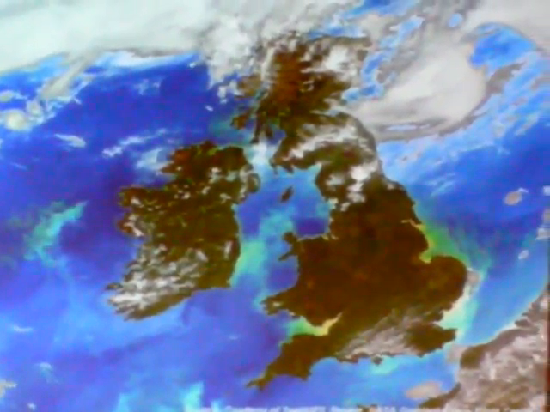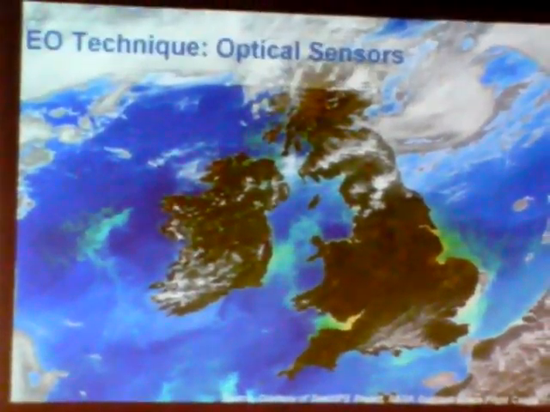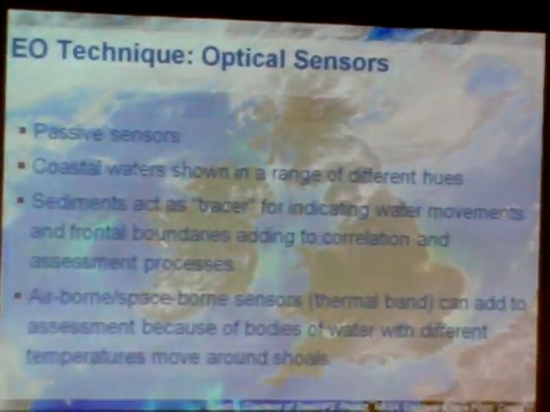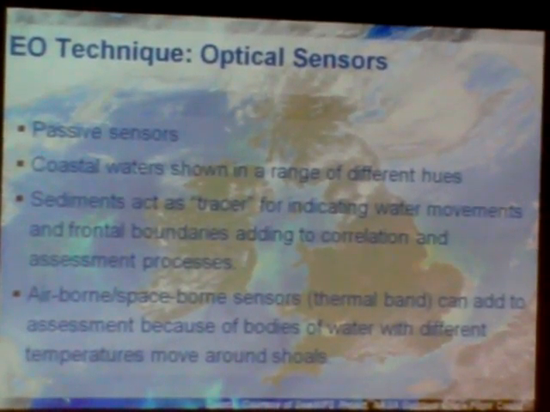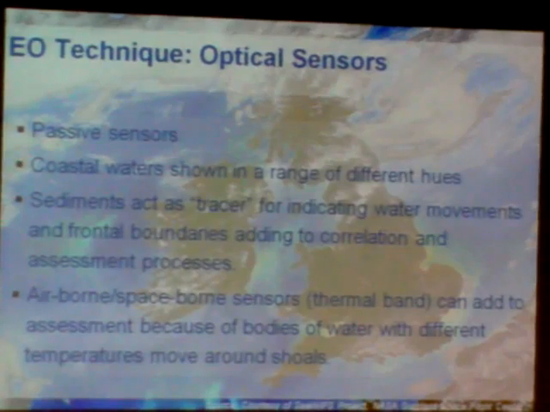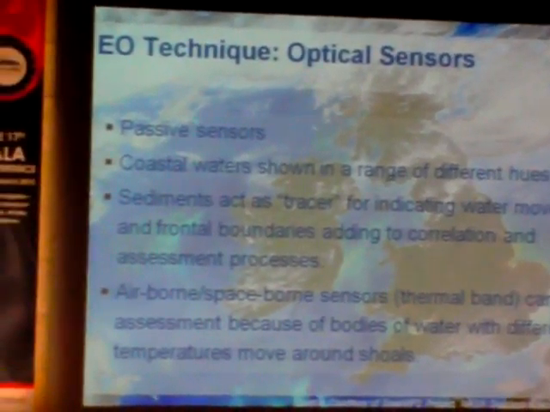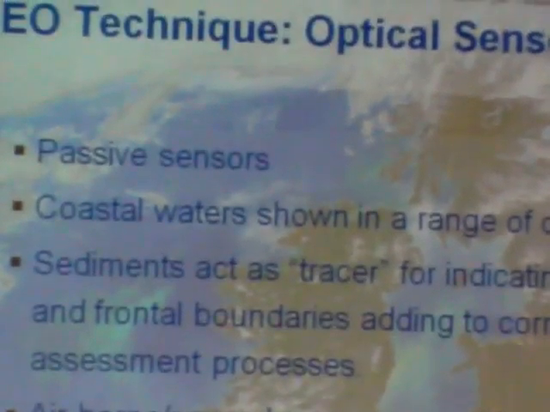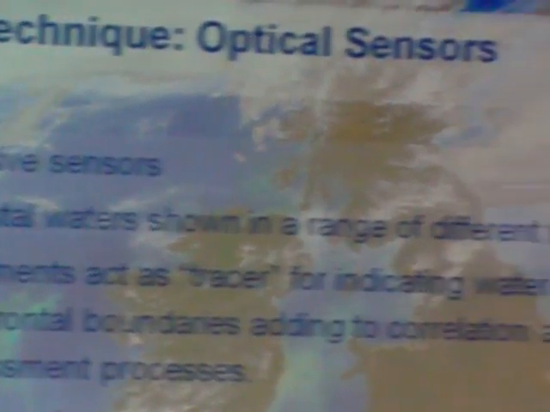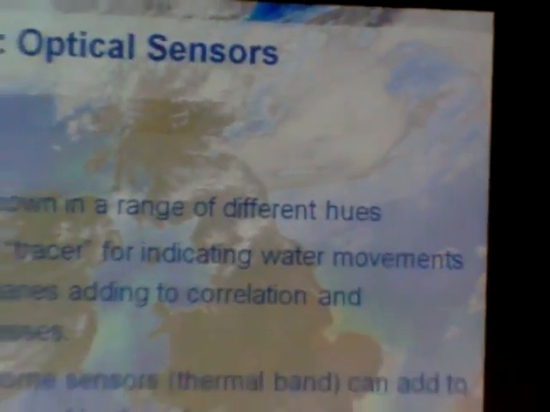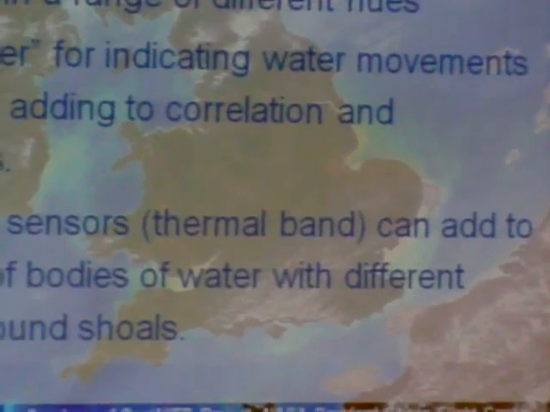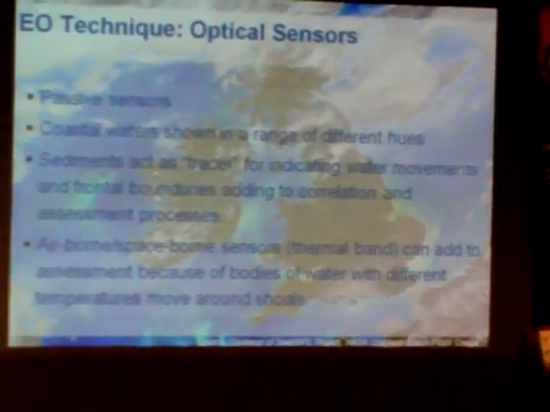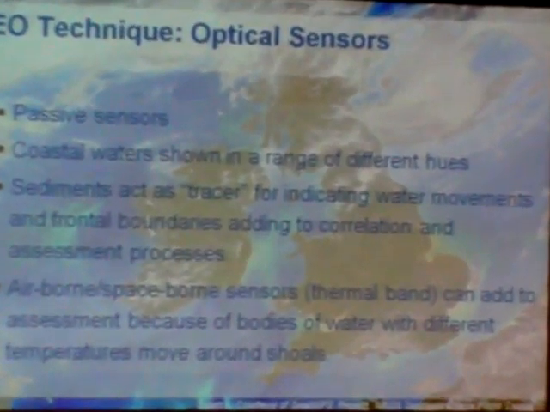As far as the optical sensors go, these are passive sensors and show the coastal waters in a range of different hues. Dark hues for deeper water and light hues for shallower water. The sediments act as tracers for indicating water movements and frontal boundaries, adding to the correlation and assessment processes.